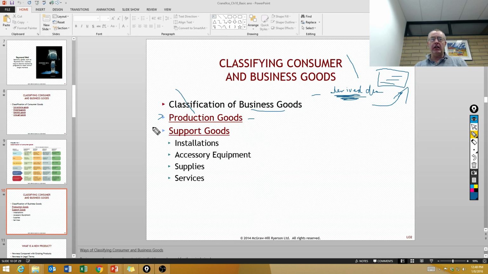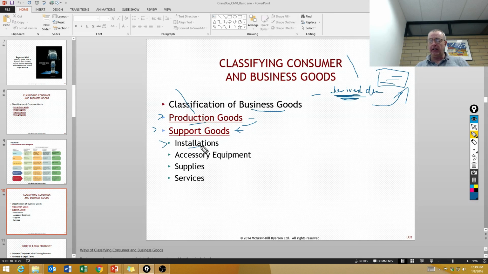And then we also have support goods, and we have some subcategories of support goods. Support goods are used. They're not consumed in the product the way production goods are, but they are used. They're kind of like a catalyst, used for producing the consumer goods through the production process. And so we have four classes of these so-called support goods.